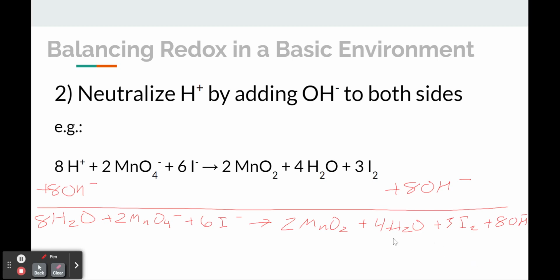Okay, so now I can tune this up a little bit. 4 waters I can cancel from each side. So this coefficient 8 becomes a 4. And there's my balanced equation. It's occurring in a basic environment. It does not require me to have H pluses around.